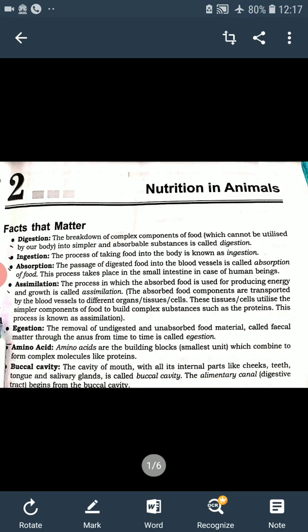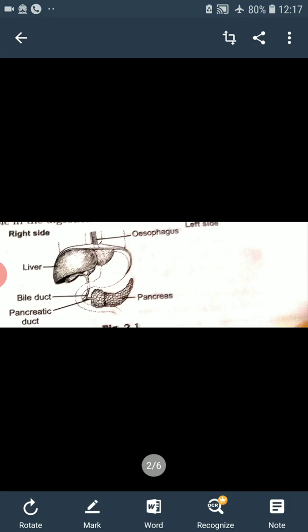Okay, next the figure given is the liver. As you are able to see here, the esophagus is the food pipe connected with the buccal cavity, and downside of the esophagus there is the liver. The liver is a reddish brown gland situated in the upper part of the abdomen on the right side. It is the largest gland in the body, and it secretes bile juice.